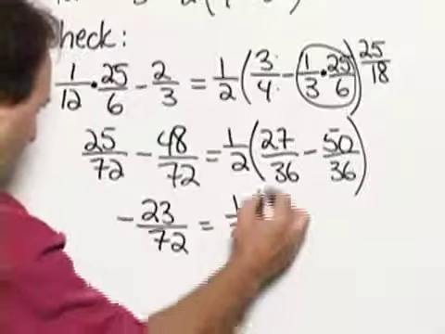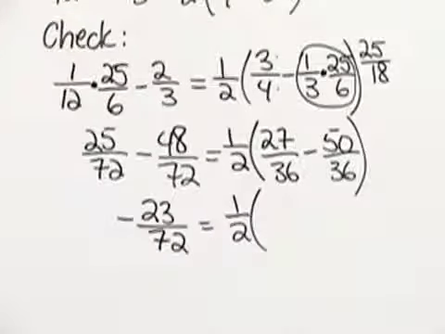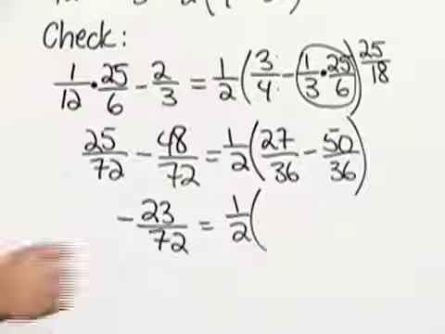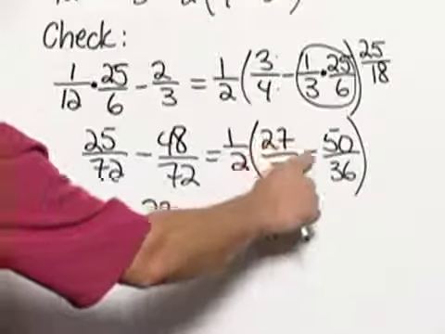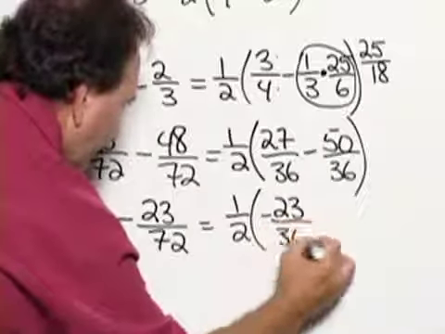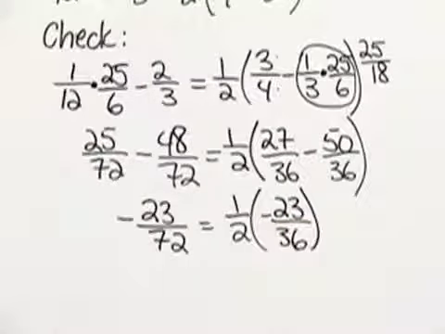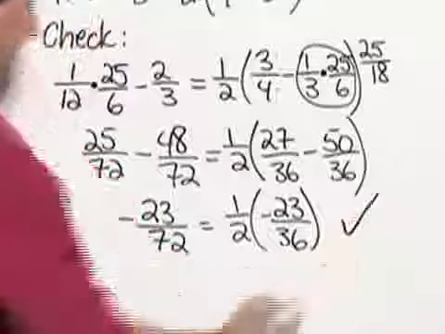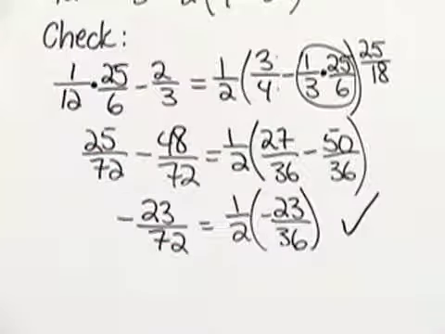We want to know, is that equal to half of, well, now we have 27 minus 50. That's minus 23 over 36. Well, we are going to multiply 1 times the negative 23 and 2 times the 36, which gives us negative 23 over 72. And that does, in fact, equal the left-hand side of negative 23 over 72. So our solution checks.